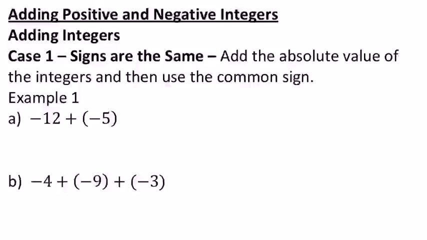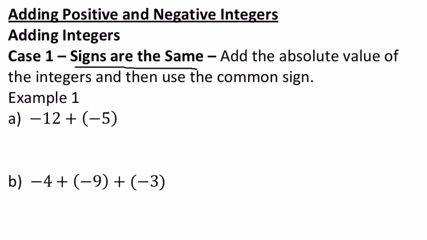Okay, in this video we're looking at adding positive and negative integers. And when we look at adding positive and negative integers, we always have to realize there are two cases. The first one is when the signs are the same. When the signs are the same, the problems are very easy.